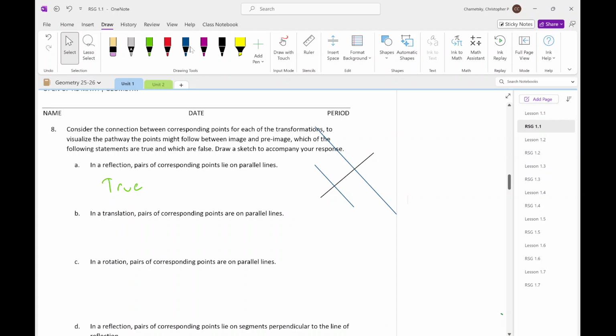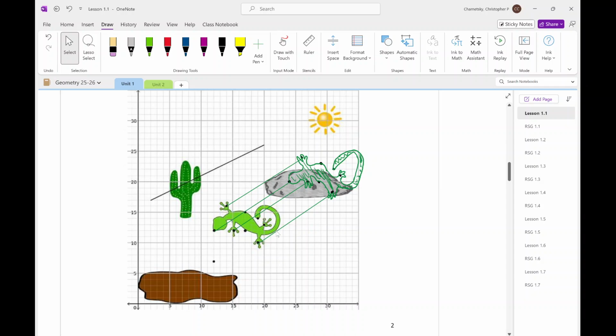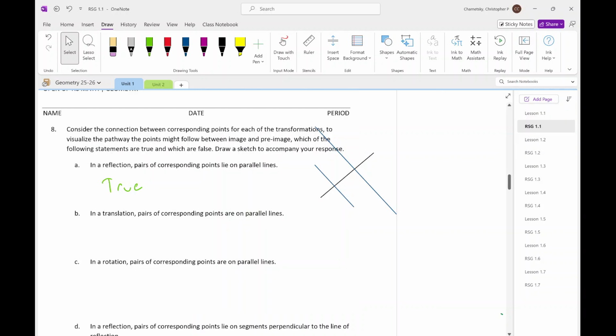Okay. In translation, pairs of corresponding points are on parallel lines. Again, we can check that in our lesson if we go to our first translation. So yes, those are parallel lines. Okay. So true.